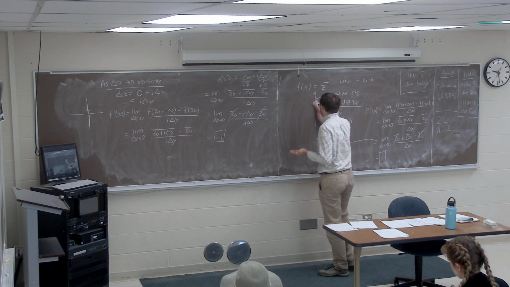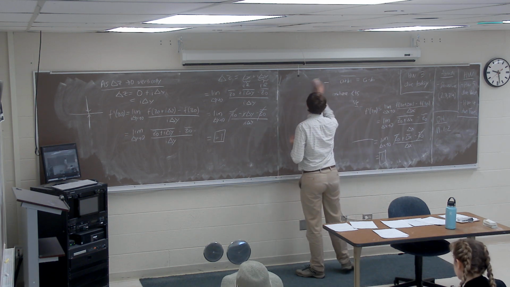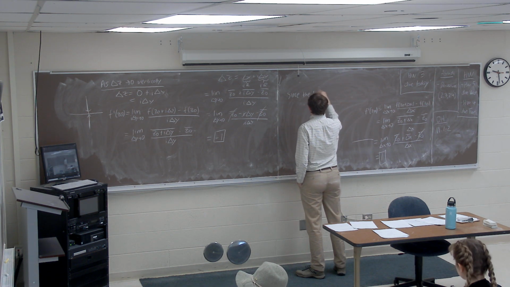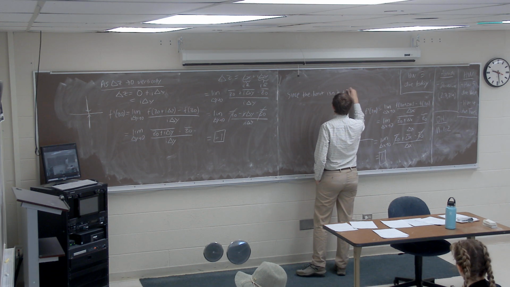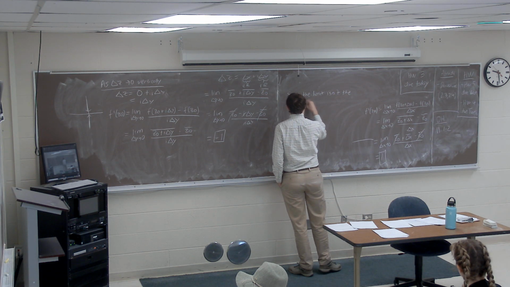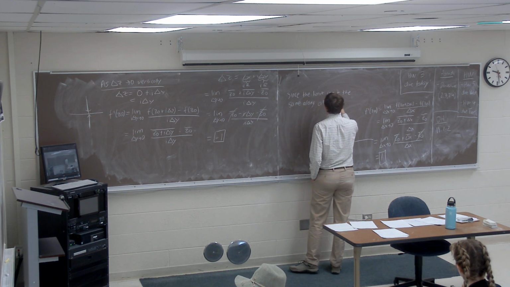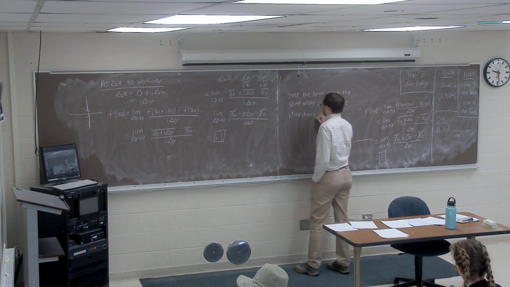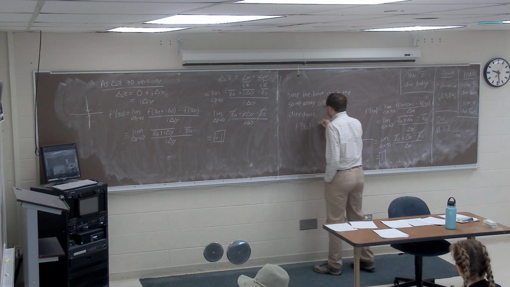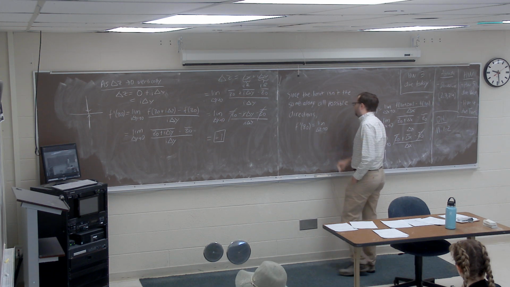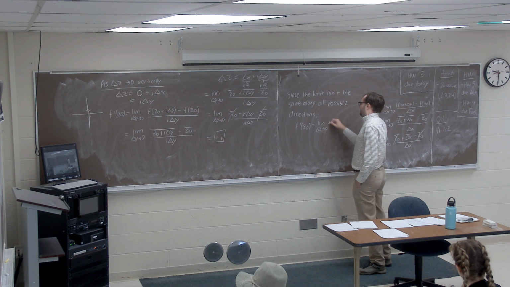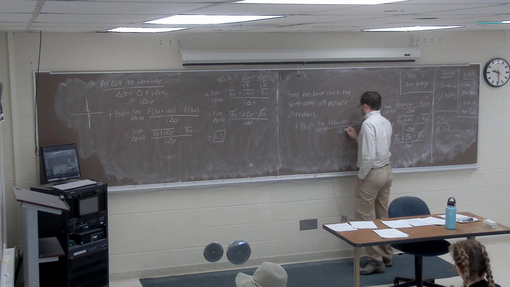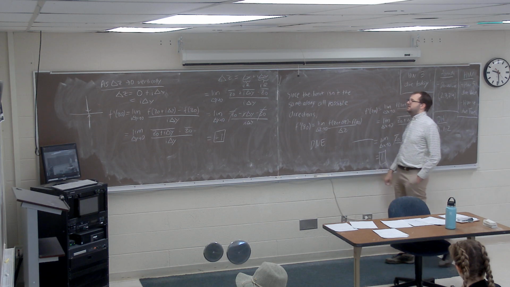Let's write that down. So we can say since the limit isn't the same along all possible directions, f prime of z naught, which we define to be the overall limit as delta z goes to 0 of f of z naught plus delta z minus f of z naught over delta z, does not exist.